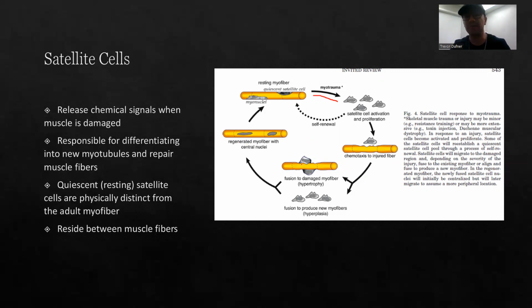And so that's how you can have the same amount of muscle fibers within the body. If we remember, adults don't really grow new muscle fibers. They just make the current muscle fibers they have bigger. And that's what these satellite cells are doing. They're responsible for differentiating into new myotubules and repairing the muscle fibers.